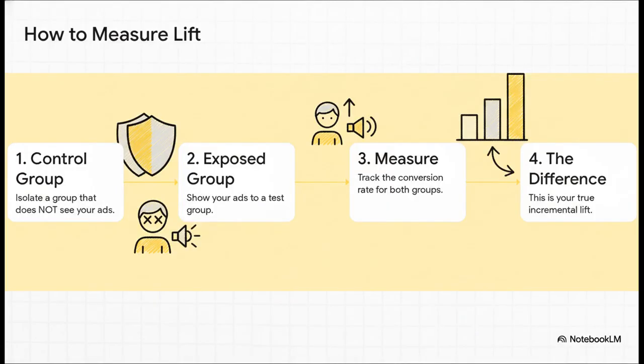And the cool thing is, we're not just guessing here. There's actually a scientific way to do this. You set up a control group. These people don't see your ads at all. Then you have your exposed group, and they do see the ads. You measure the conversion rate for both. And the difference between the two? Boom, that's it. That's your real measurable impact.